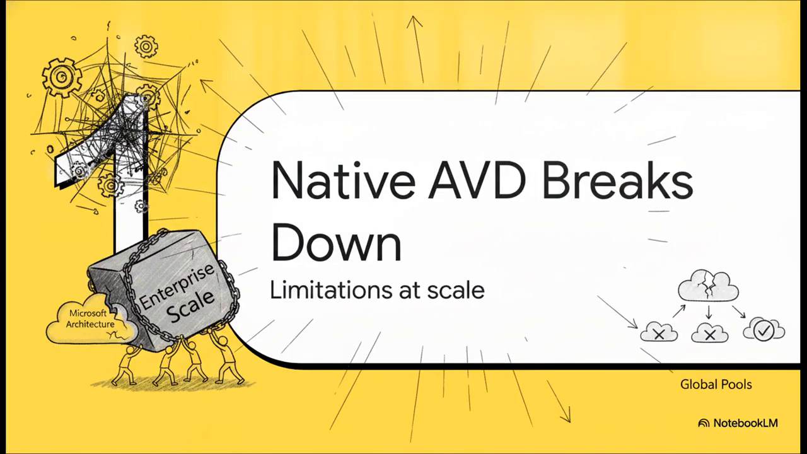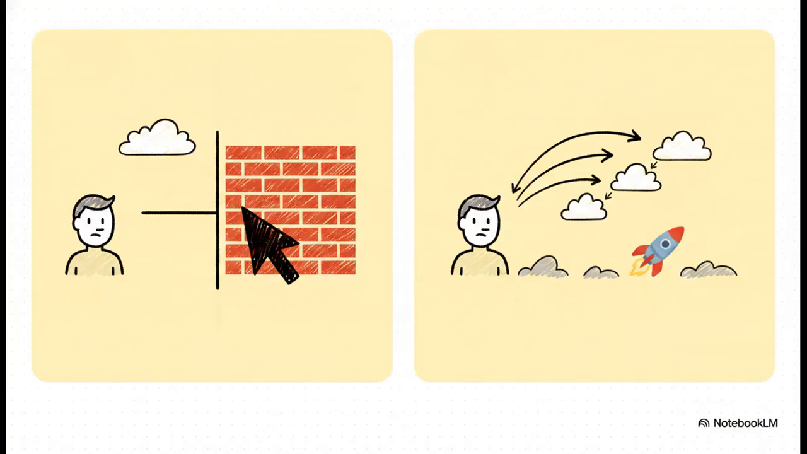So, let's move into our first major area: why native AVD breaks down, and specifically the limitations at enterprise scale. To figure out exactly why Microsoft's native architecture starts buckling under the weight of a massive enterprise rollout, we have to look at a core architectural difference. Over on the left, we've got the native AVD approach, static identity binding. Basically, Microsoft treats every single host pool as an independent, totally isolated object. It relies on this static, sticky, user-to-host pool binding.